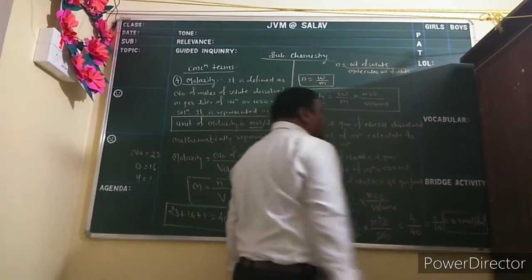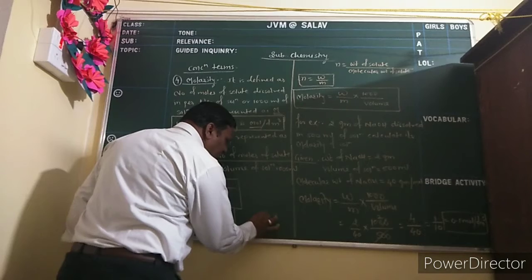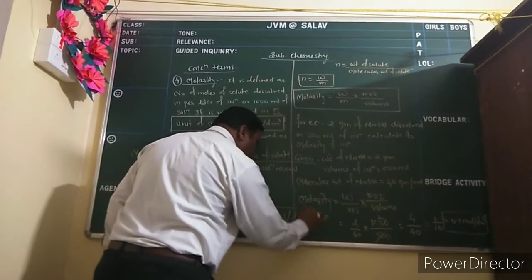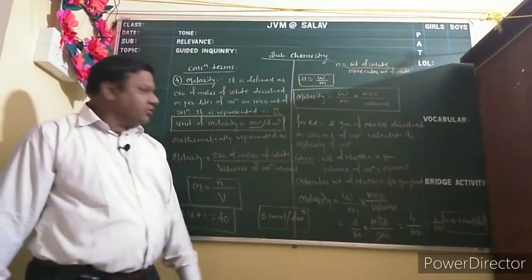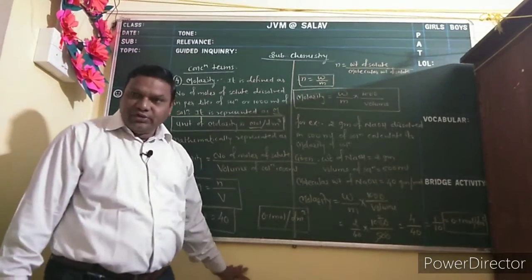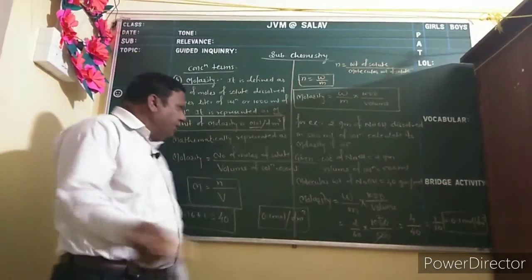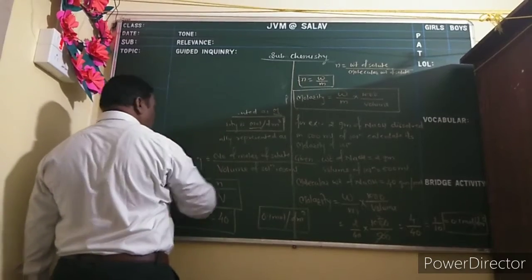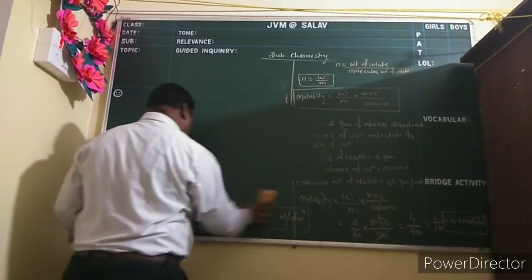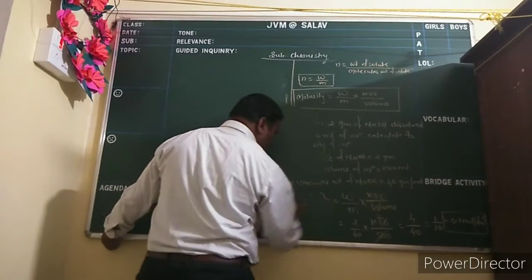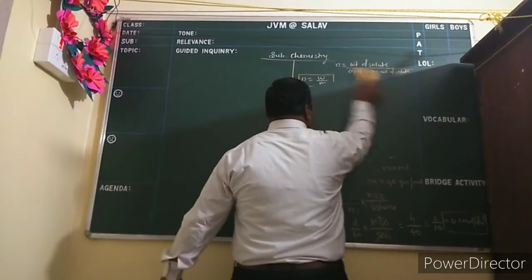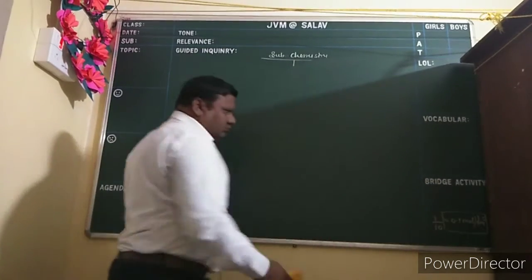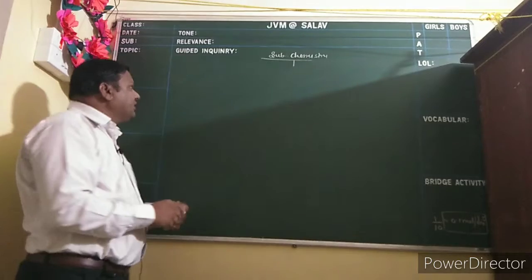1 by 10 means 0.1 mole per dm cube. Is it clear, the terms? So the molarity of the solution is 0.1 mole per dm cube. Any doubt? So please note this down. Okay. Now we take another example.